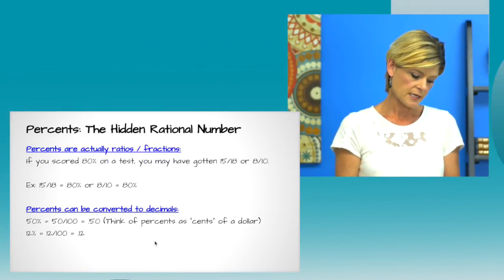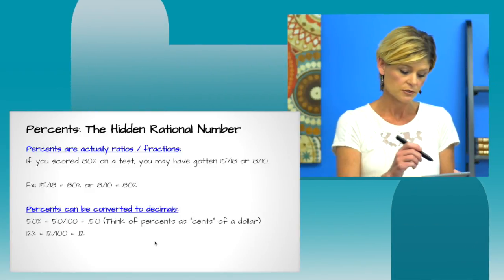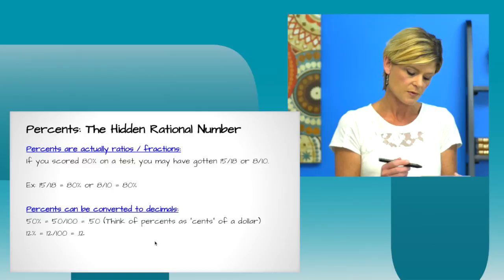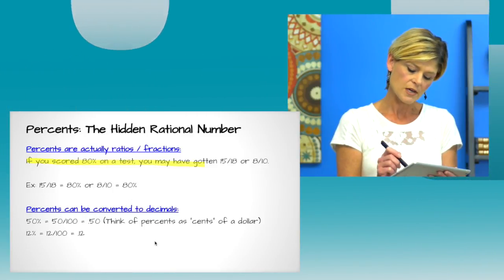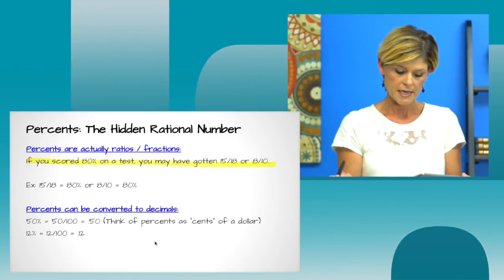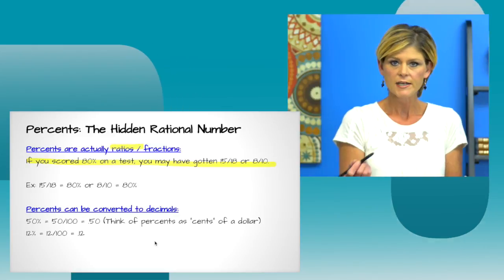Okay, percents. We're going to shift gears a little bit here. Percents are actually a hidden rational number when you really think about it. And let's look at what I mean by that. If you scored 80% on a test, you may have gotten 15 out of 18 or 8 out of 10 because percents are actually ratios and fractions.